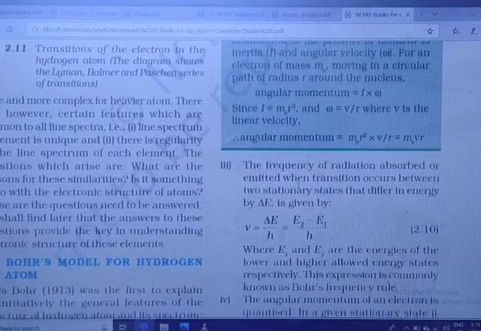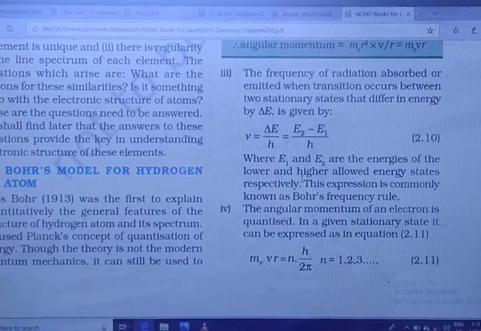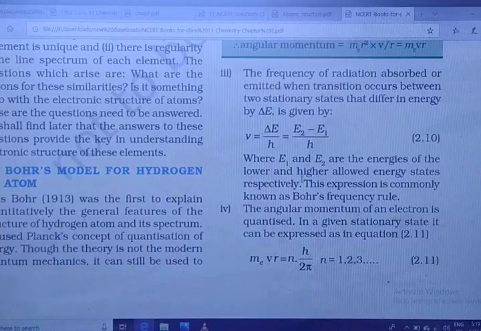Now, the frequency of radiation absorbed or emitted when the transition occurs between two stationary states differing in energy by delta E, meaning the energy gap. First of all, listen: the electron will jump from a lower energy state to a higher energy state when it absorbs energy from radiation of that frequency, and when radiation of that frequency is emitted, it will jump from a higher energy state to a lower energy state, right?